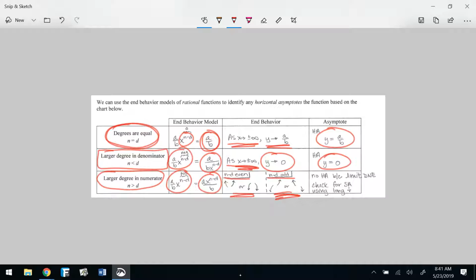We say in these situations there is no horizontal asymptote because the limit does not exist. If we wanted to inspect it some more, we could do some really fun long division. And situations like this one always have what we call a slant asymptote.